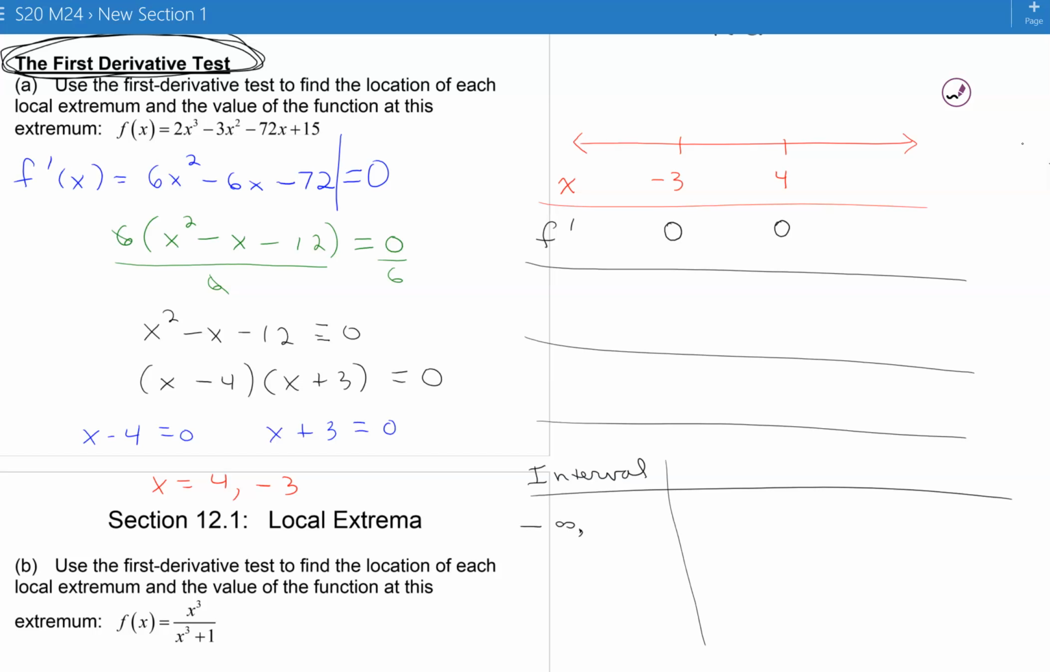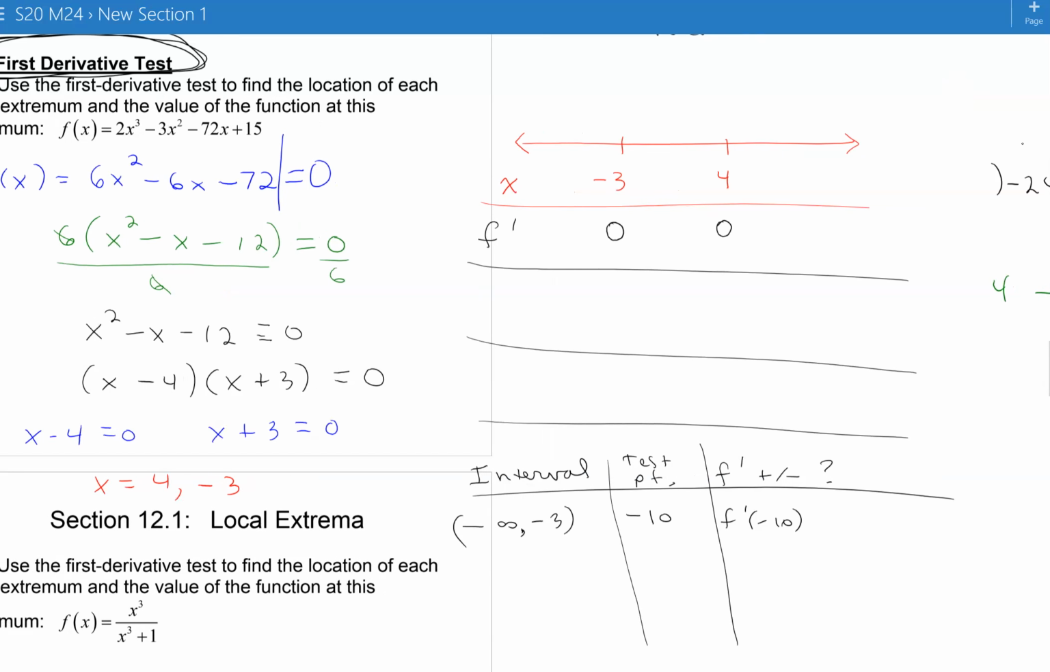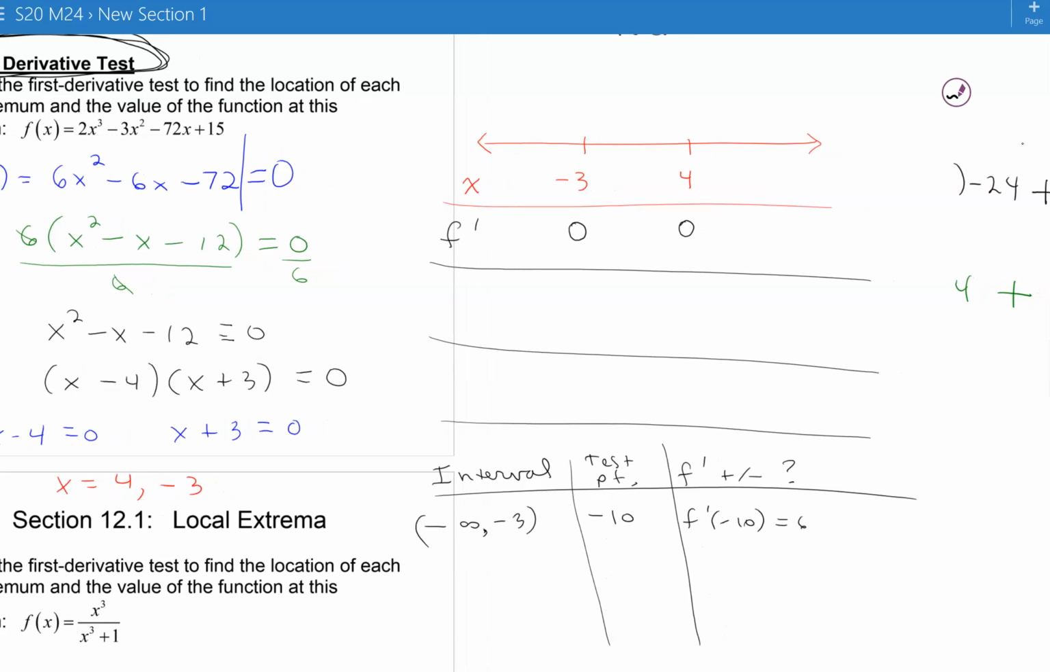So we have negative infinity to negative 3. So I would pick for my test point negative 10. And I want to know if the derivative is positive or negative. So I'm going to test f prime of negative 10. So that's going to be 6 times negative 10 squared minus 6 times negative 10 minus 72. So negative 10 times negative 10 is 100 times 6, 600 plus 60 minus 72. So that's clearly going to be positive. So everywhere on the interval from negative infinity to negative 3, the derivative is positive.